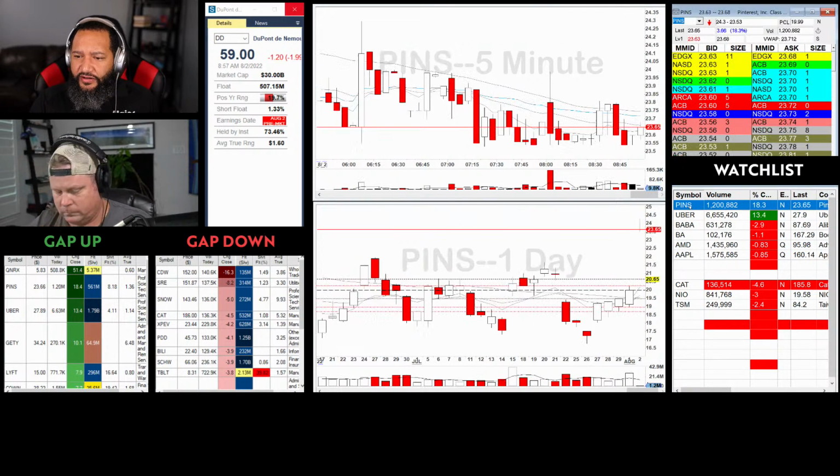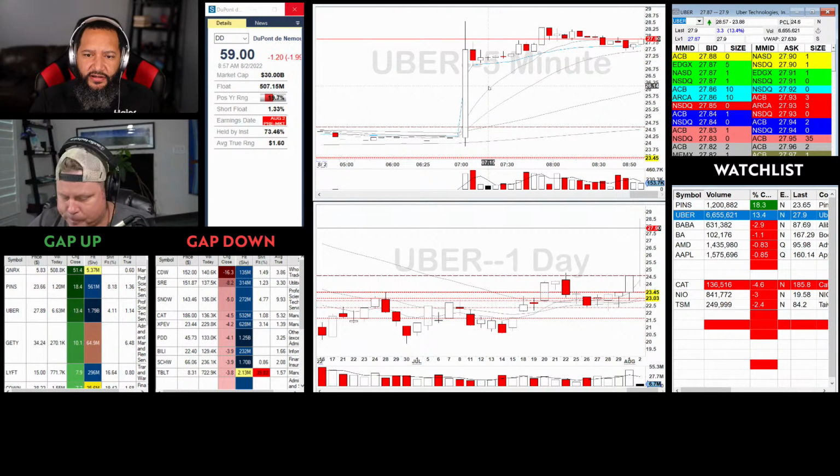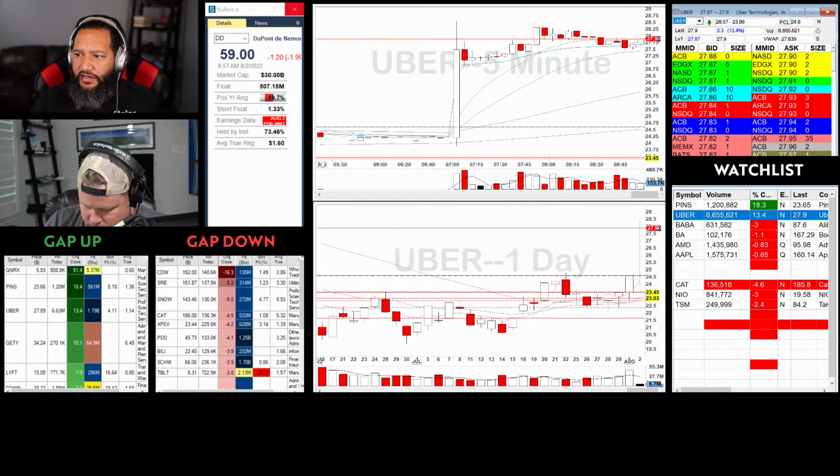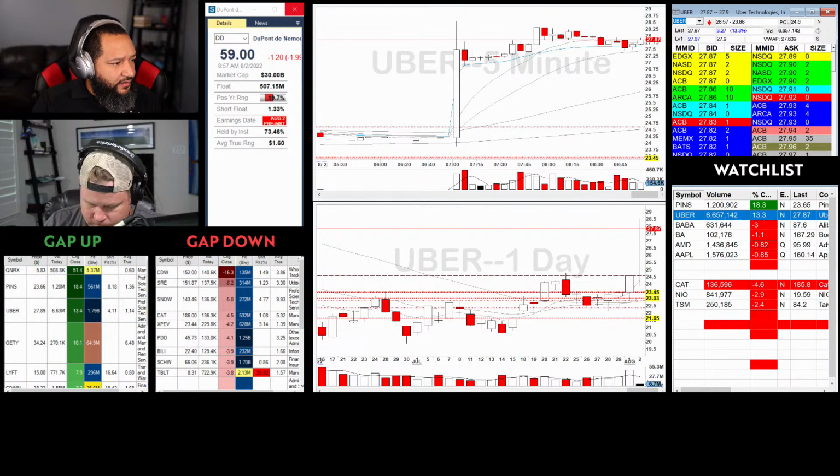Besides these big ones that are up nicely, like Pins 18%, Uber 13.4, I think we're going to get some decent movement out of those. So it's going to be interesting.